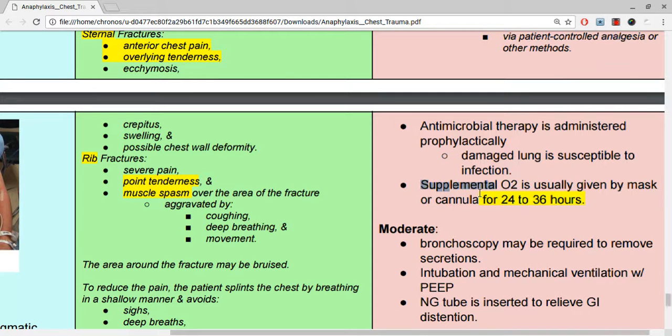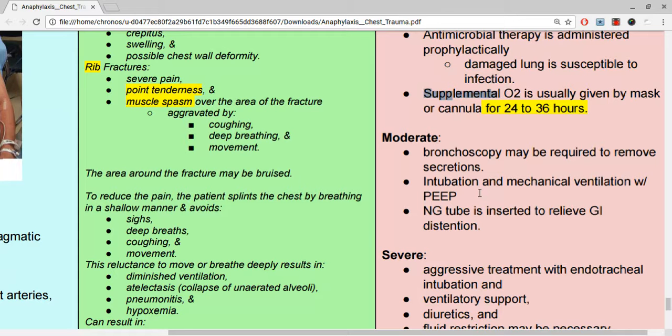Okay, so you're going to also give them supplemental O2 by mask or nasal cannula for the first day or so, basically. So for the first 24 to 36 hours. In a moderate case of lung bruising, you're going to have a bronchoscopy to remove the secretions. They're going to be intubated. They're going to be on a mechanical ventilation with a PEEP. And they're going to be getting an NG tube inserted to relieve the GI distension.